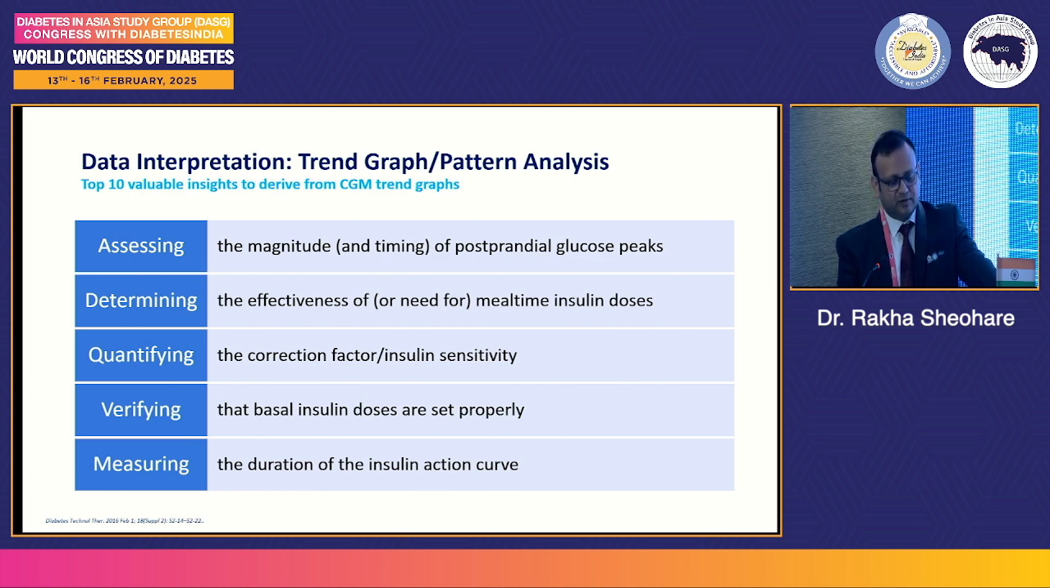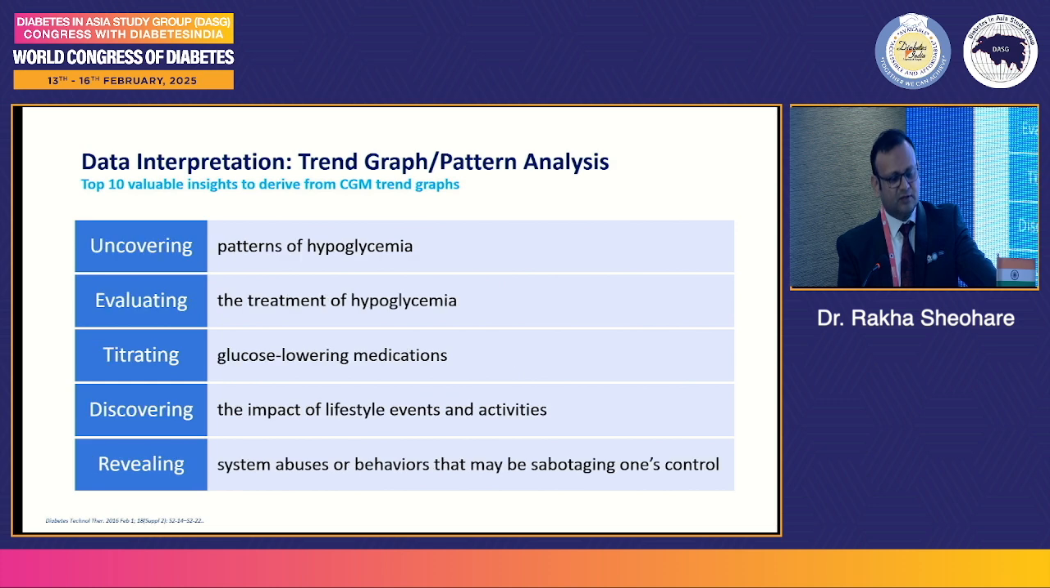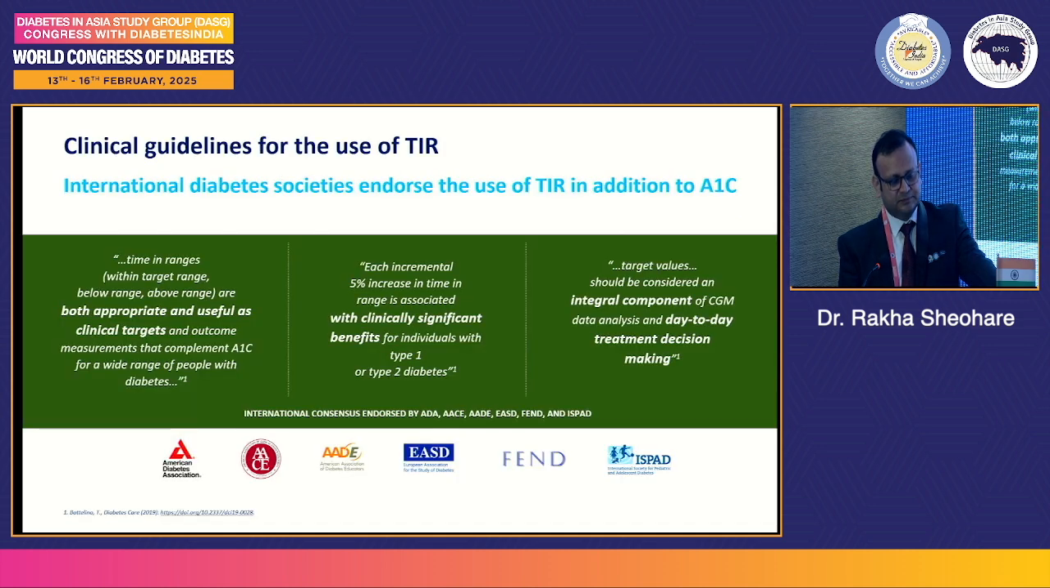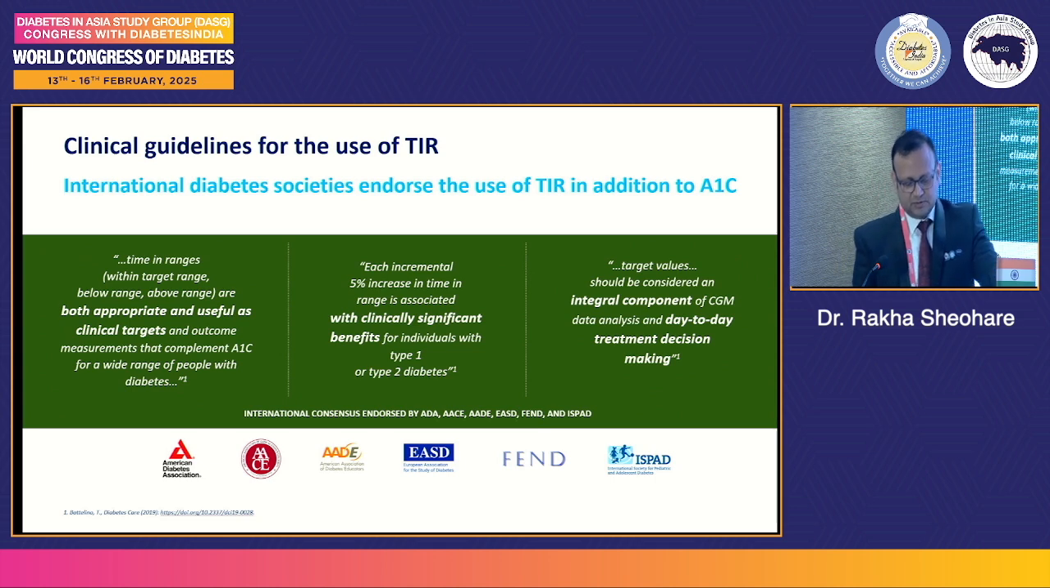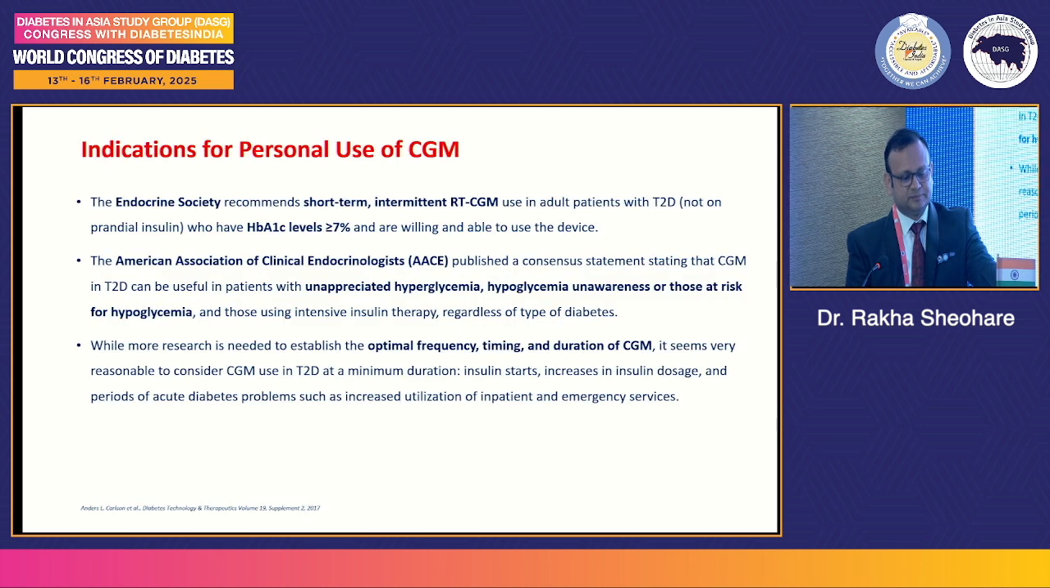If you're very well versed in reading these graphs, you can do that: uncovering the patterns of hypoglycemia, evaluating, titrating, discovering, revealing. So clinical guidelines for use of time in range: all the guidelines by ADA, AACE, ESD, FEND, and SPART used to recommend that every patient should be subjected at least once in a year to this kind of device to get better insight about what is going on inside.